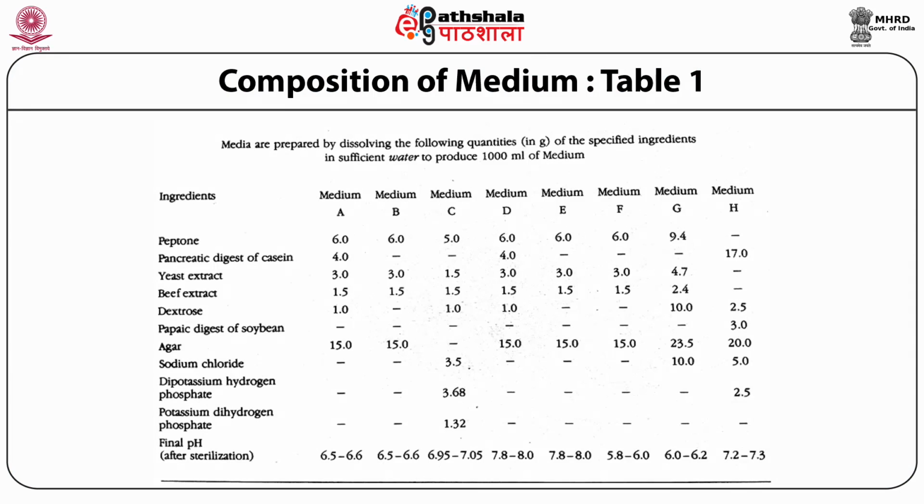Composition of microbiological media used in antibiotic assay. You can see here the media is made up of different ingredients, and these components are different for different media types. For example, in medium A, that is microbiological assay medium A, you can see the ingredients here: peptone, pancreatic digest of casein, yeast extract, beef extract, dextrose and agar, and the pH of the media is maintained at 6.5 to 6.6 after sterilization.